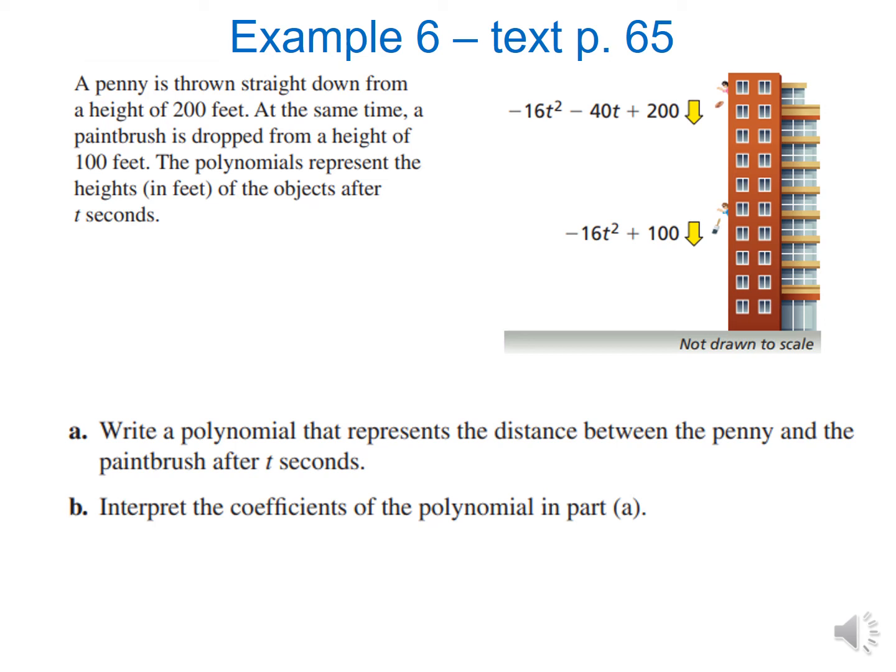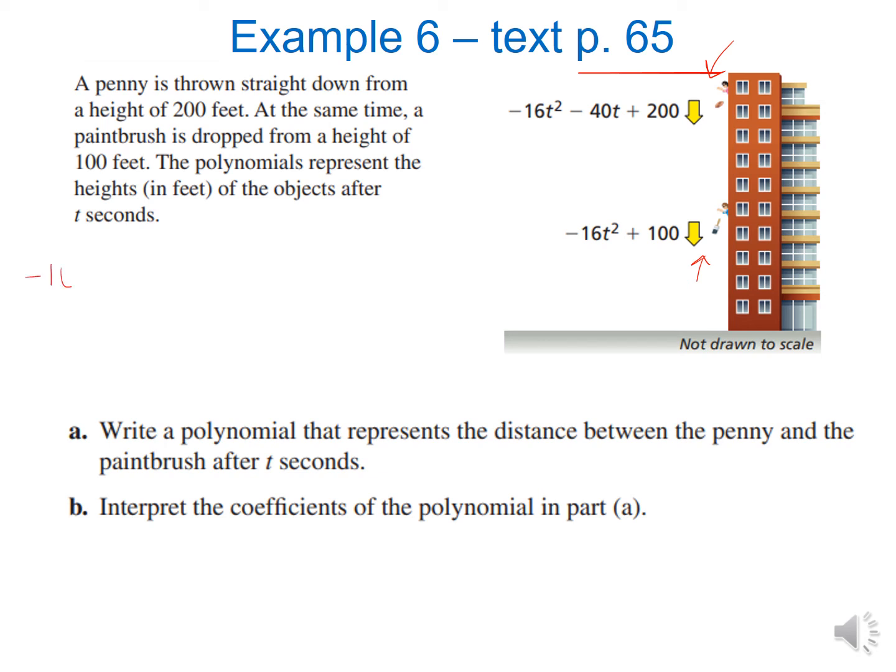A penny is thrown straight down from a height of 200 feet. At the same time, a paintbrush is dropped from a height of 100 feet. The polynomials represent the height in feet of the objects after t seconds. So the first thing we're going to do is write a polynomial that represents the distance between the penny and the paintbrush after 10 seconds.